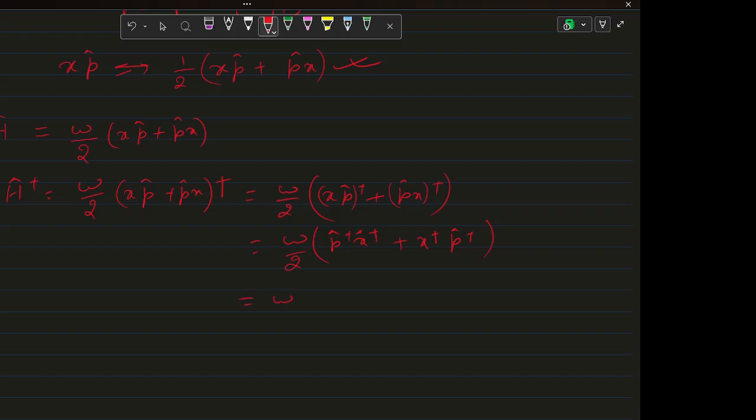So we can write ω/2 (p cap x plus x p cap), which is equal to H cap. So from here we can see H cap dagger is equal to H cap. So it shows that the Hamiltonian which we have constructed here is Hermitian. So this will give a real value.